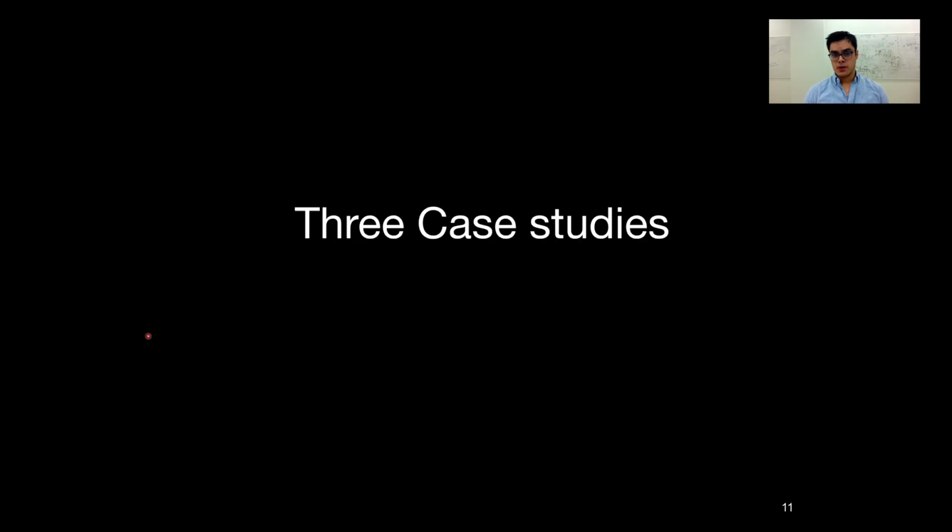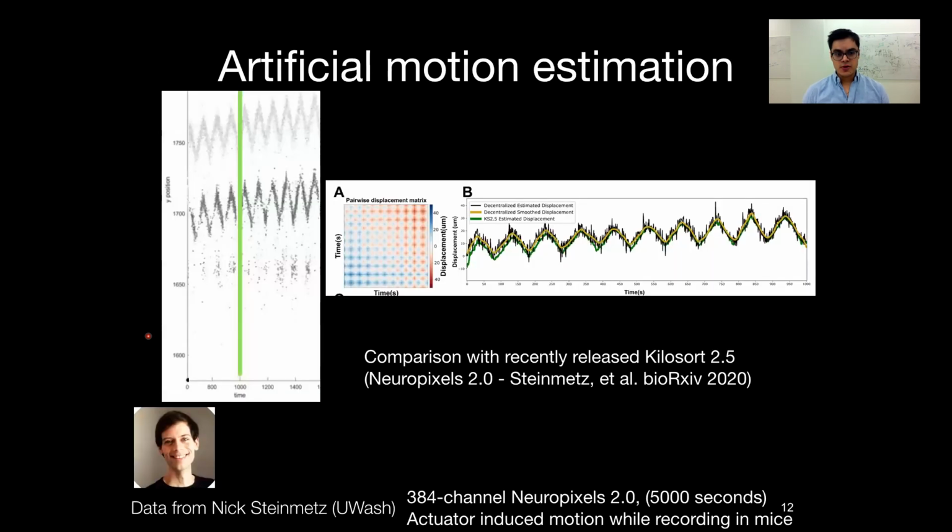So once we establish this method, now we can also apply this to 3 case studies across different probes and across different animals to show how robust it is to different scenarios. So the first scenario involves applying this to a recording on mice, where the probe was actually connected to a mechanical actuator that simulated a sawtooth pattern of motion. So the benefit of using this data set is that we have a ground truth notion of what the motion should look like.